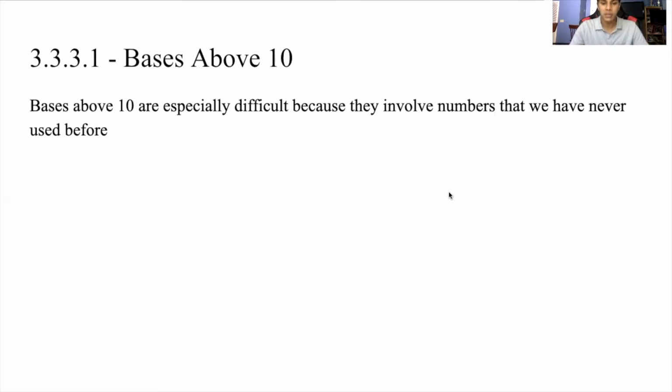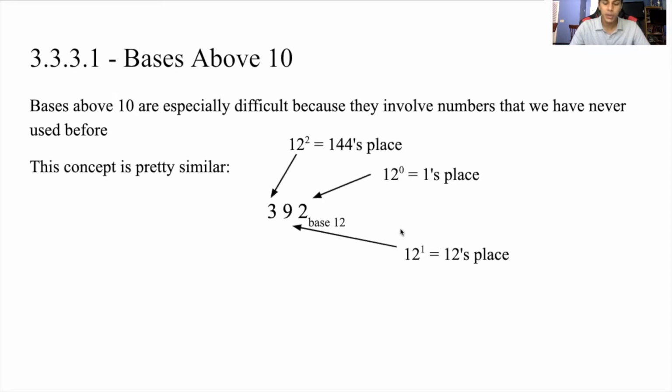So the first concept with the place values is actually pretty similar. When you have a number in a base above 10, for an example, I have this number 392 in base 12, the place values are represented by the base number 12 to the power of 0, 1, 2, and so on. And if I had a decimal point here, then this number here would be to the -1, and then -2, and -3, and so on. So this concept is really similar, actually, in bases above 10 and bases below 10. It's actually the exact same, right? You still have the base number to the power of some number based off the place value, which would make this the 144's place. This would be the 12's place, and this would be the 1's place.